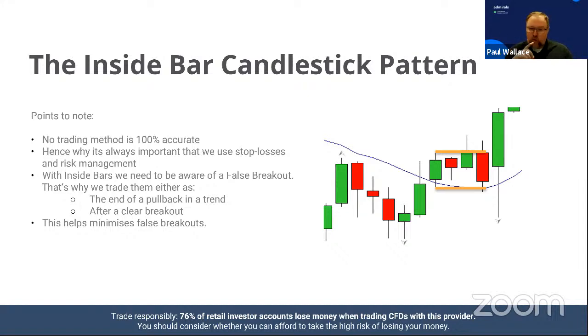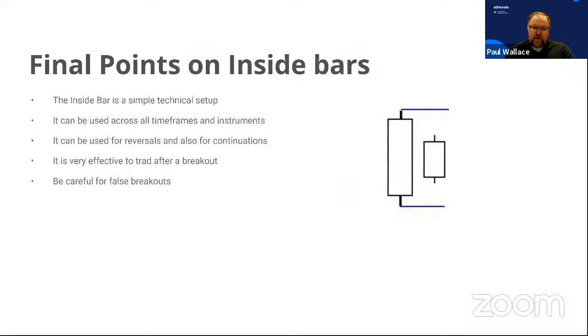This is why we always have good best practice in using stop losses, making sure we have good risk management. And as I said, you trade them either at the end of a pullback in a trend, or after a very clear breakout where you can see there's been a very clear surge, rest, and then you're getting ready to surge again. So, the inside bar is a simple technical setup that can be used across all time frames and instruments. It can also be used for reversals and continuations, and it's very effective to trade after a breakout. But as I said, be careful of false breakouts.